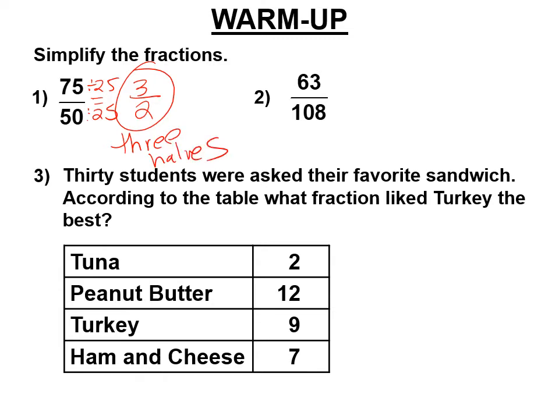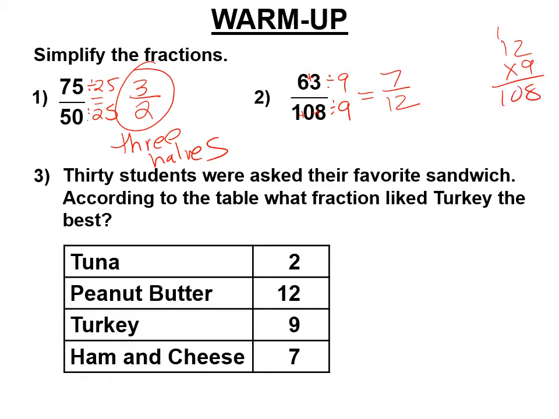63/108. Wow, that's a big one. Well, remember, 6 plus 3 is 9, and 1 plus 0 plus 8 is 9. They're both on the 3 times table. They are both also on the 9 times table. 63 divided by 9 is 7. 108 divided by 9 is 12, right? You're supposed to memorize that in, what, 3rd grade? All right, 2 times 9 is 18, but you could check it.